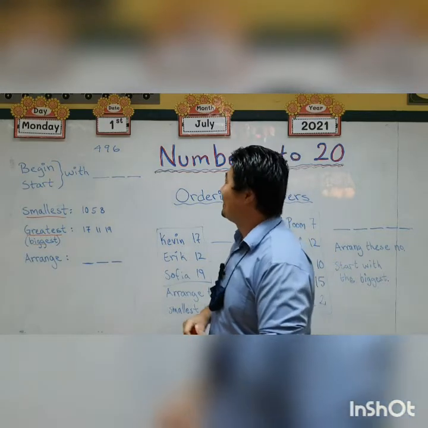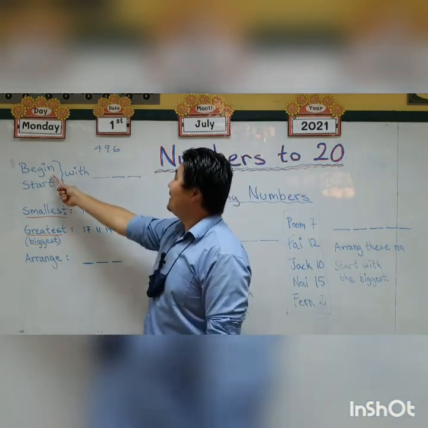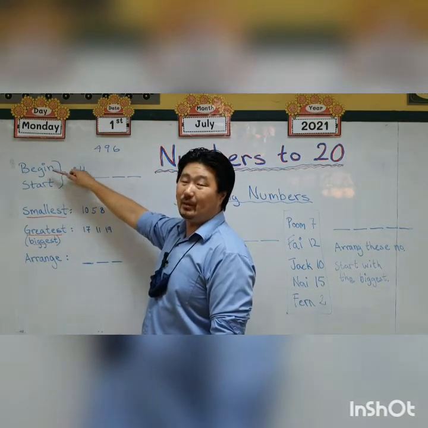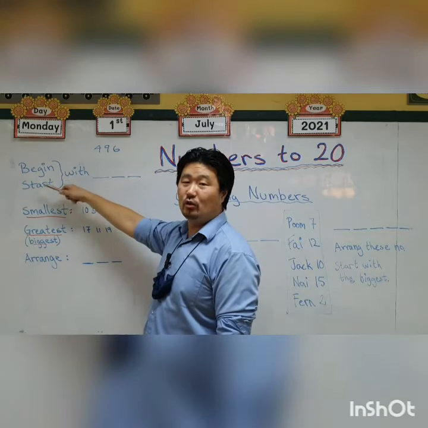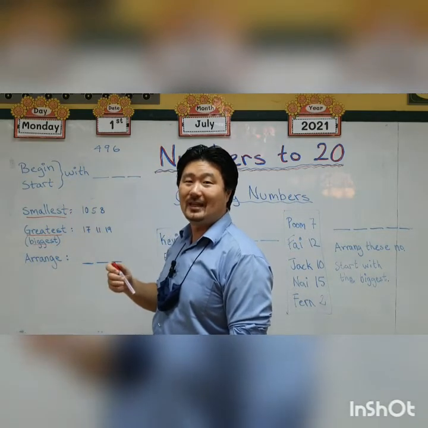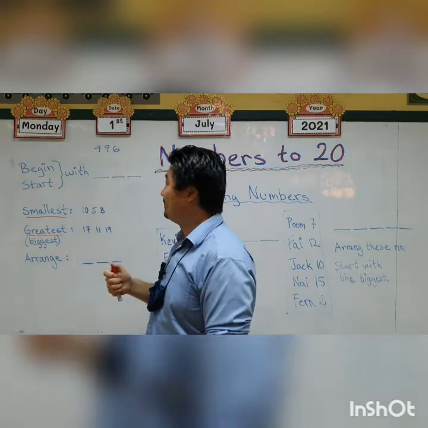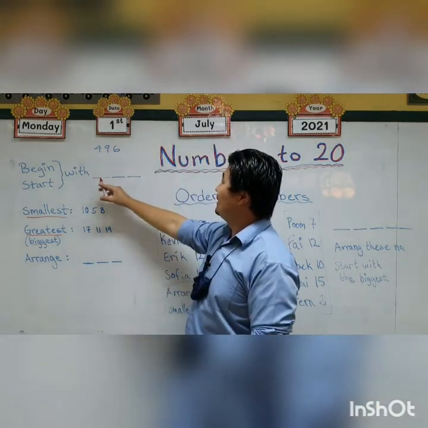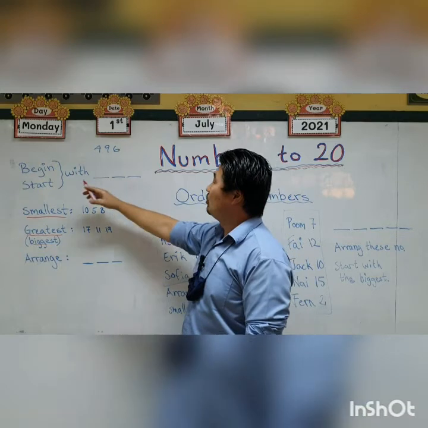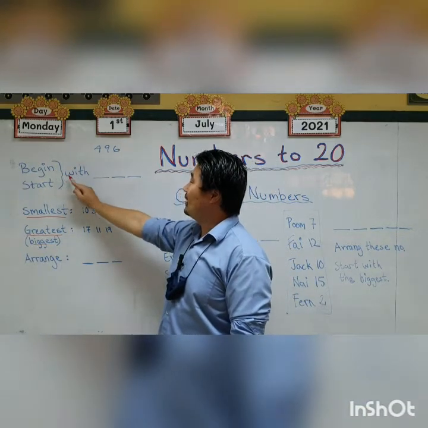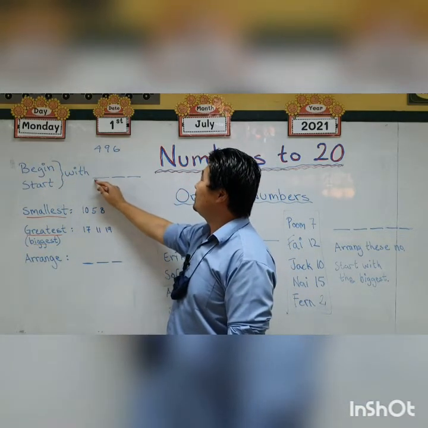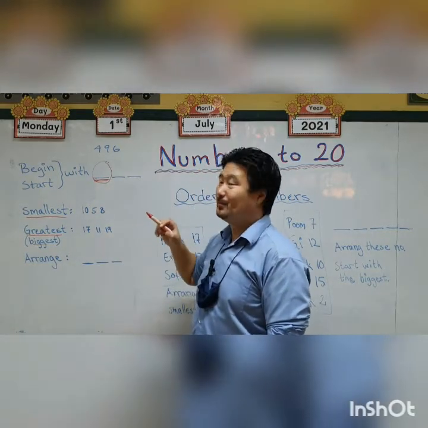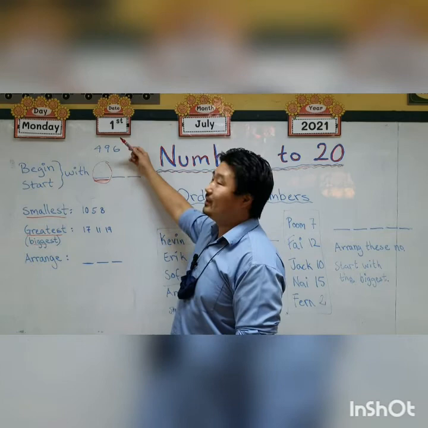Alright? So first we have begin with or start with. This means the same thing. They can use either begin or start with. It's the same thing. Alright? So I have 3 numbers here and I have 3 places here. So to begin with or start with is this place, the first place.